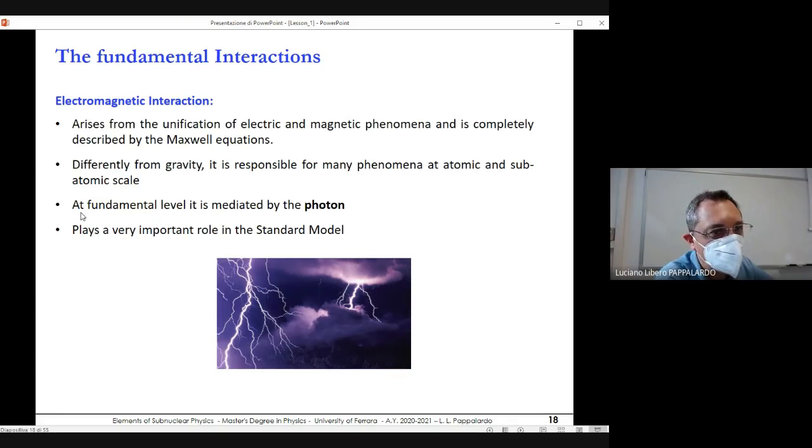What about now the electromagnetic interaction? As you know, it arises from the unification of electric and magnetic phenomena, and is completely described by the Maxwell equations and the Lorentz force. Now, there is an important difference with gravity, because it is responsible for many phenomena occurring at the atomic and subatomic scale. Gravity is completely negligible, but electromagnetism is not, and provides very fundamental phenomena at the subatomic level. The gauge boson of the electromagnetic interaction, as you know, is the photon. And in general, the electromagnetic interaction plays a crucial role in the Standard Model, as we will study.